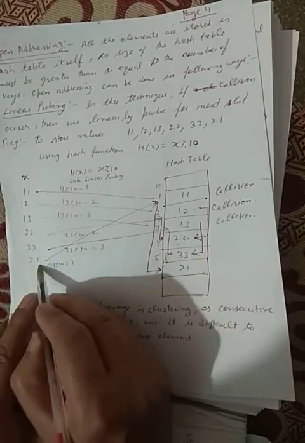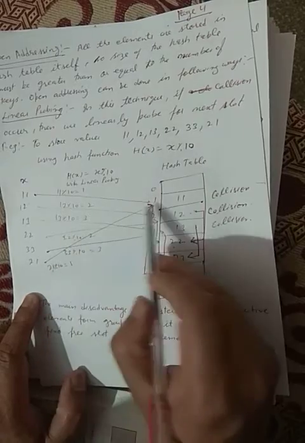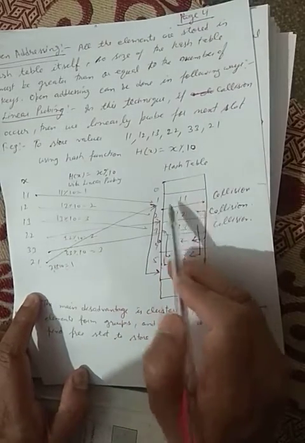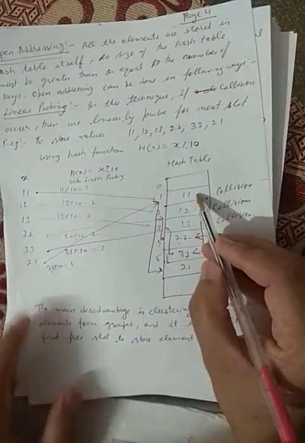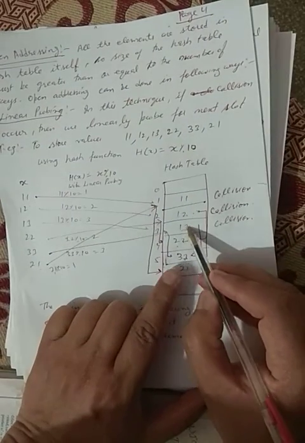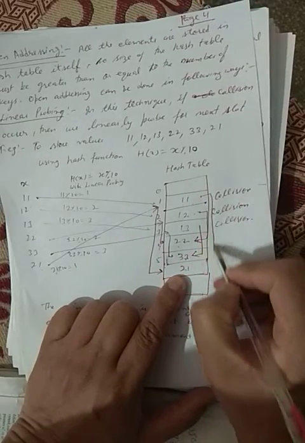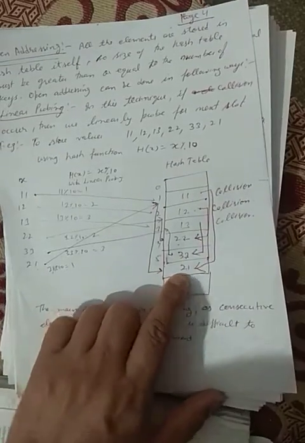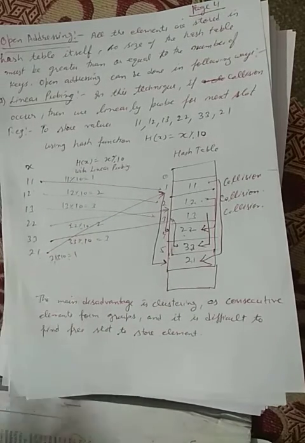Then the next element is 21, with modulo division by 10 equal to 1. It is going to be stored at 1, but 1 already contains an element. So there is a collision. We check whether the next location is empty: not empty, not empty, not empty. This location is empty, so it is going to be stored at this location. So this is the way of storing elements using linear probing.